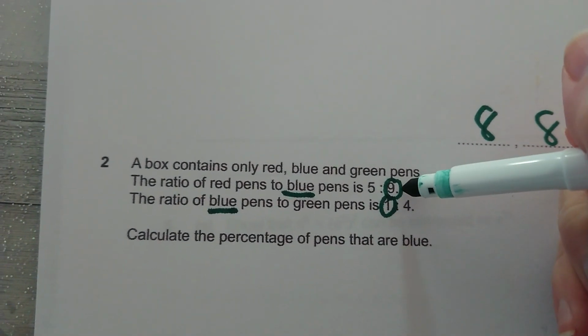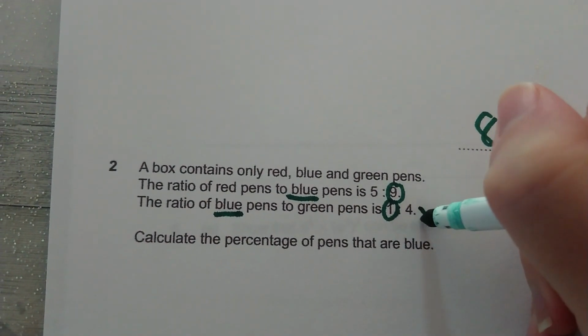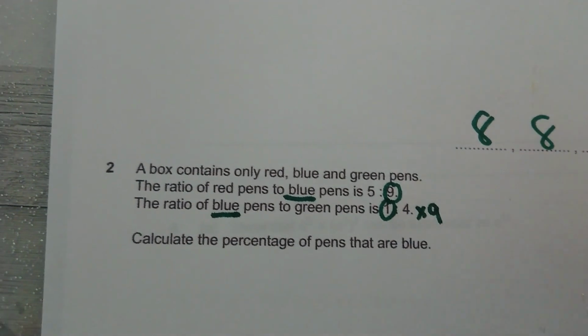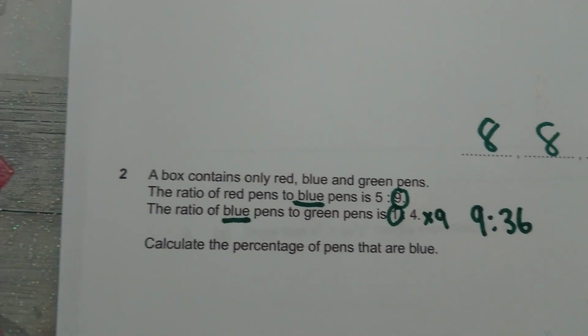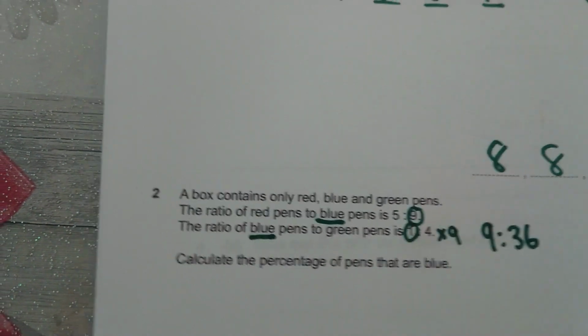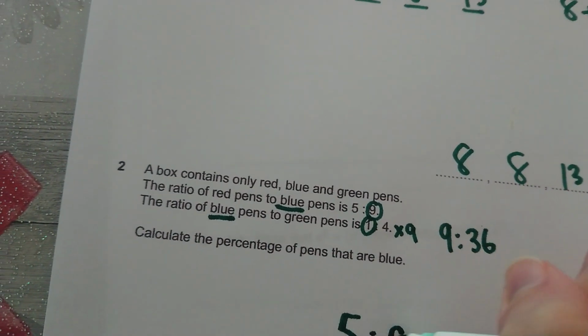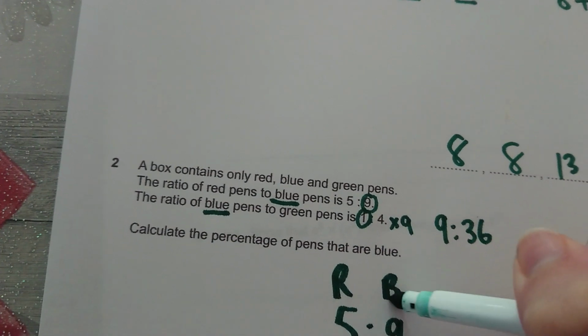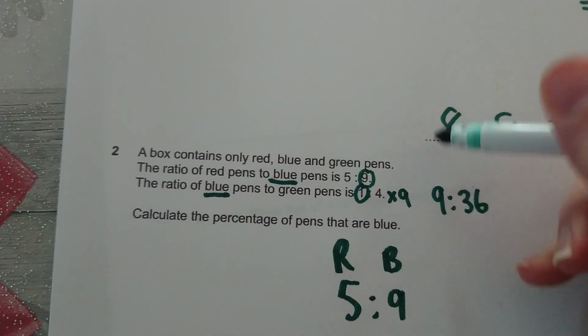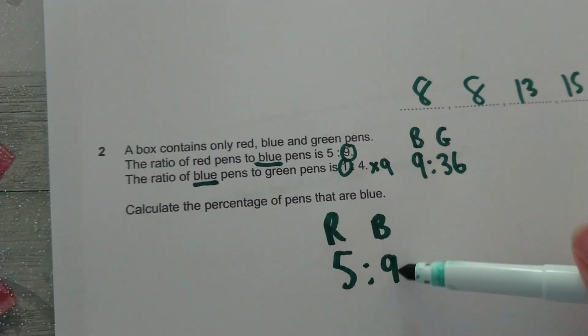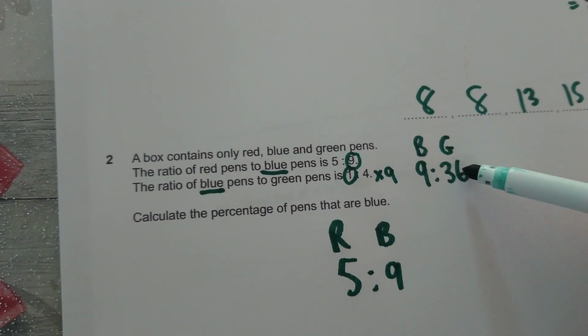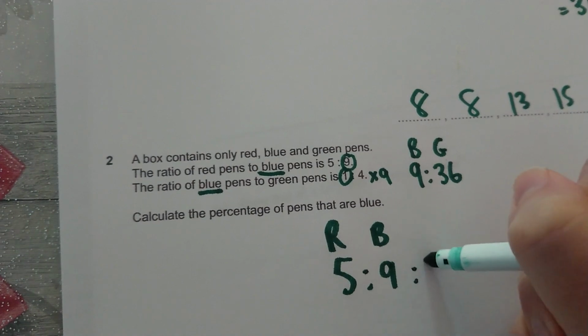So to do that, if this one is 9 and this one is 1, I can just times the second ratio by 9 to get 9 to 36. So the 5 to 9, that's talking about the red to blue, and the 9 to 36 that we had here, that was blue to green. So the blue I'm going to keep as 9 because that's now the same as this ratio, and then the green is 36.